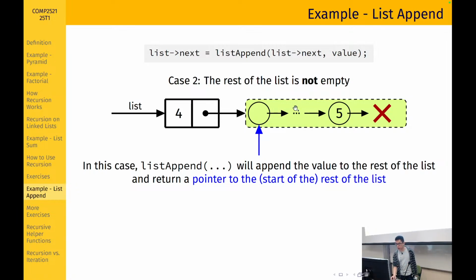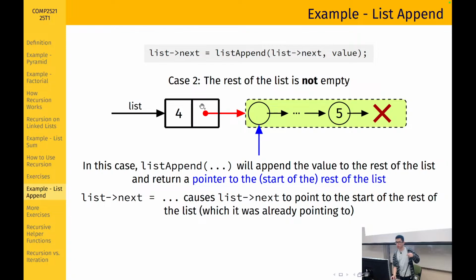Since the rest of the list wasn't empty, the head of the rest of the list isn't going to change. So list append is just going to return a pointer to the same node that we gave it, which is this node over here. So the function call is going to add 5 to the end of the list and return a pointer to this node. Now, how about the part of the line, list next equals? That's going to set list next, the next pointer in this node, to whatever list append returned, which is a pointer to this node.